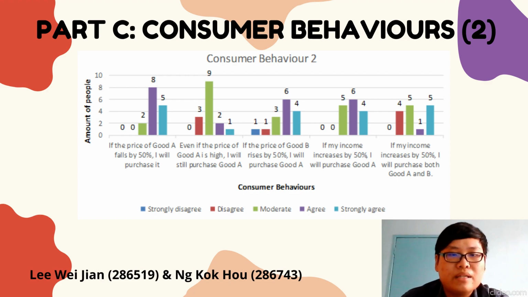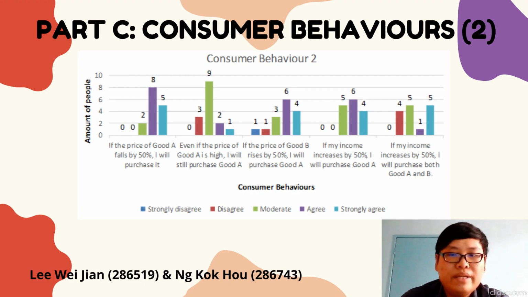Next, the statement "If the price of Good B rises by 50%, I will purchase Good A." There are 13 respondents who agree and another 2 respondents who disagree with this statement. Of the respondents that agree, 3 people are moderate, 6 people agree, and 4 people strongly agree, while of the respondents that disagree, 1 person disagrees and 1 person strongly disagrees.